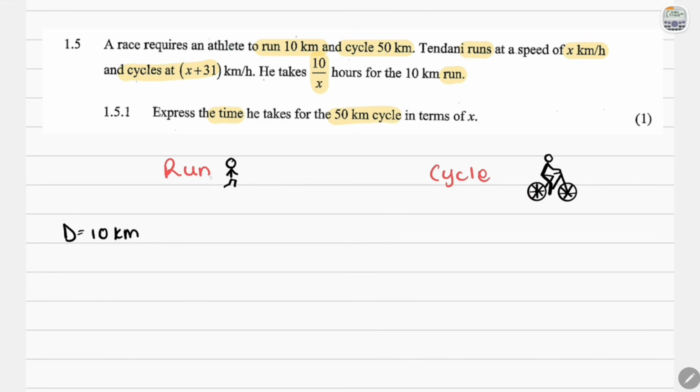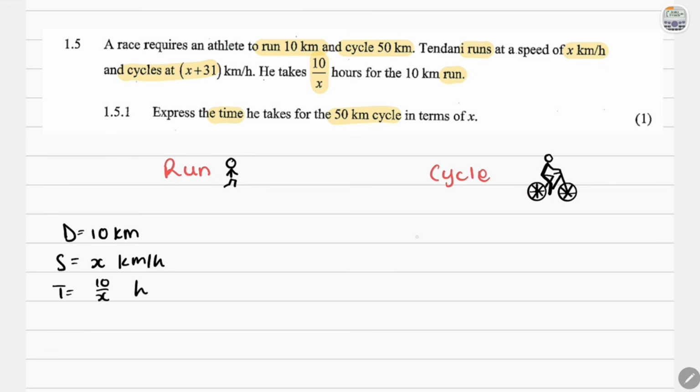And then what else do they tell us about the running part? They tell us that he runs at a speed of x kilometers per hour. And they also tell us he takes 10 over x hours for the 10-kilometer race. So they also tell us the time, 10 over x hours.